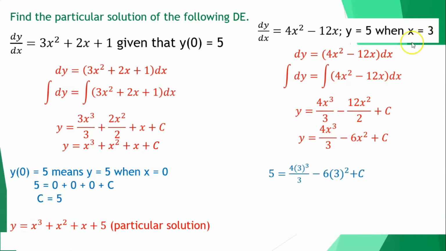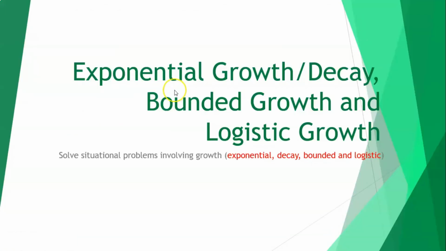So substituting, our x here is 3 and our y is 5. Simplifying this, the value for c here is 20. Thus, the final particular solution of this would be y is equal to 4x cubed over 3 minus 6x squared plus 20. Exponential growth or decay, bounded growth, and logistic growth.